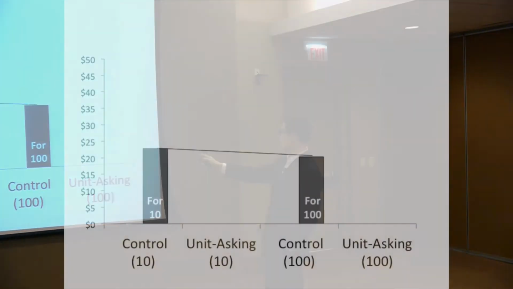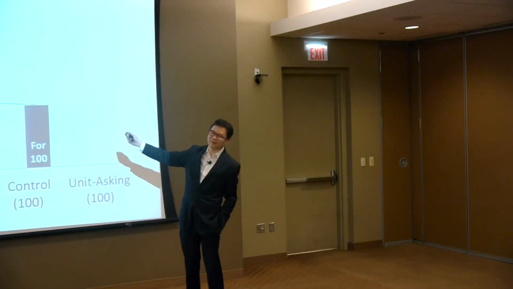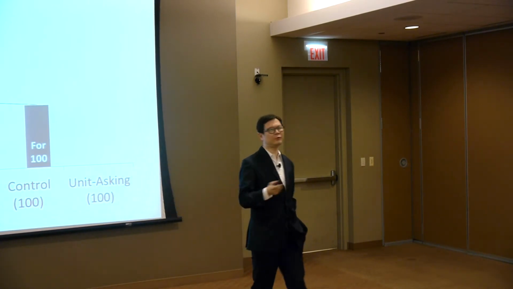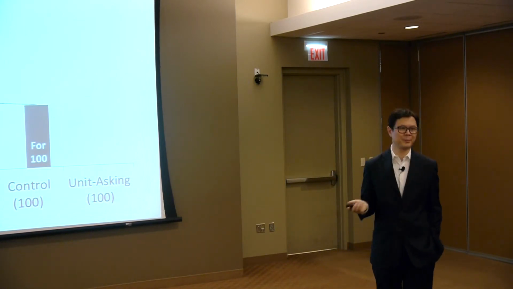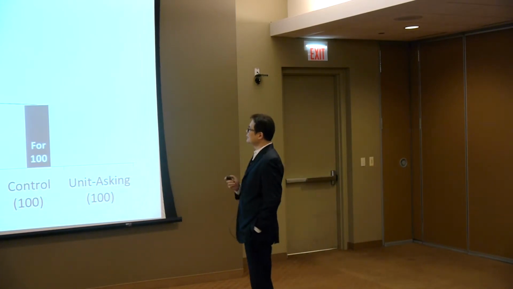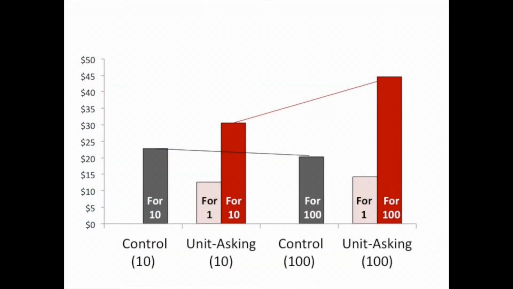So first, let's take a look at the control condition. Without the unit asking manipulation, people are willing to donate about $20 to help 10 children, and about the same, in fact slightly even lower, but that's not significant, to help 100 children. Total scope insensitivity. Now this result has been well replicated in the literature. Okay. Then with unit asking, people become much more sensitive.